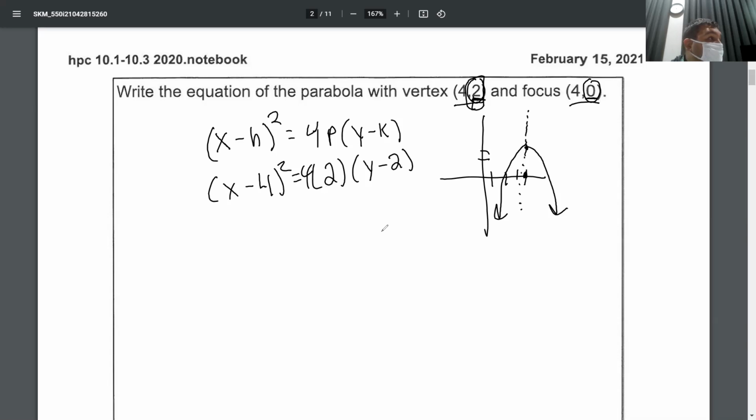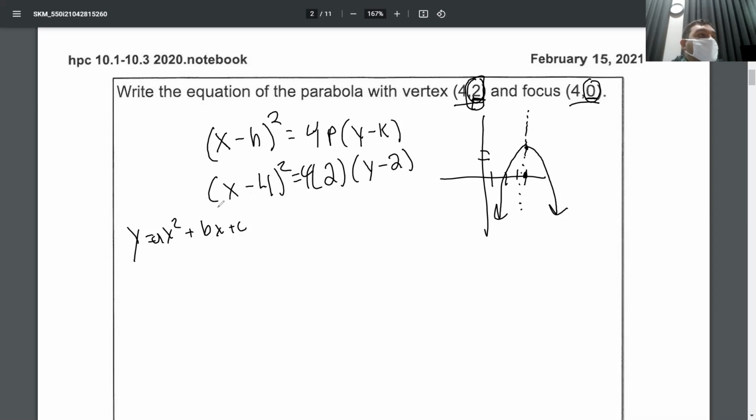Question: since there's no square on the y side, would it be correct to distribute there? On the y side, you could distribute that. I would multiply first and distribute, of course. Yeah, we're going to simplify it to standard form, looking like y equals ax squared plus bx plus c. So let's do a little bit of algebra.